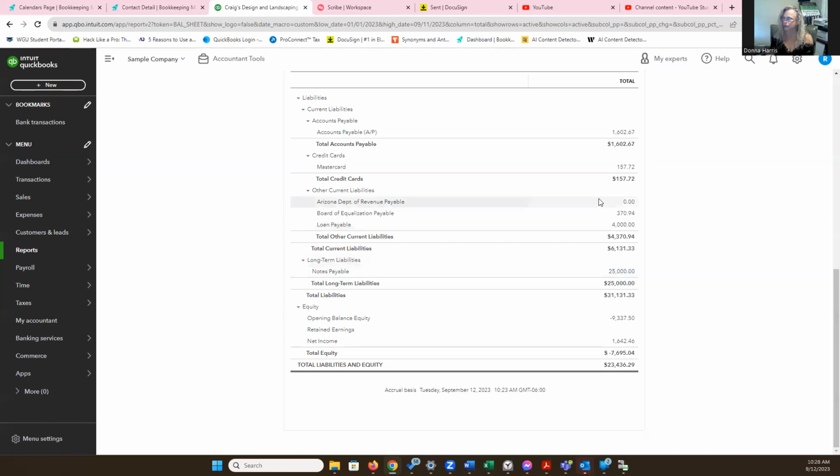So we can see that this is what we expect to pay over the next 12 months, and this is a longer term loan. Okay, and then the opening balance equity was a negative. That probably means they had some balances in their credit cards that they needed to account for. That's what opening balance equity is for. And they have net income of $1,642.46.